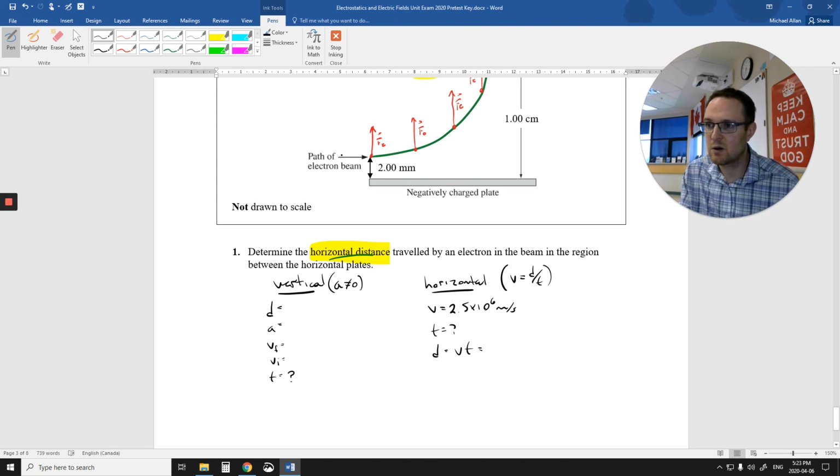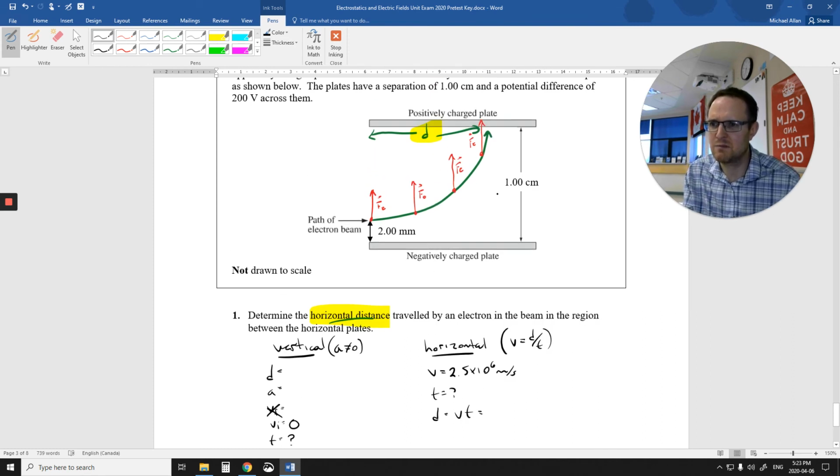Because it's traveling horizontally here, my initial vertical speed is 0. I'm most likely not going to try to find the final velocity. The vertical distance is neither 2 millimeters or 1 centimeter. It's this whole distance from here to here. So that's 1 centimeter minus the 2 millimeters that it's already on the bottom there. So I'm just going to minus this. I'm going to put this in meters. So 0.008.